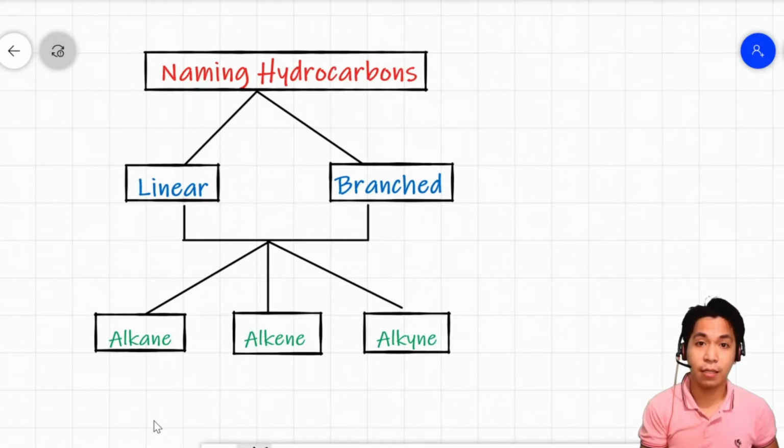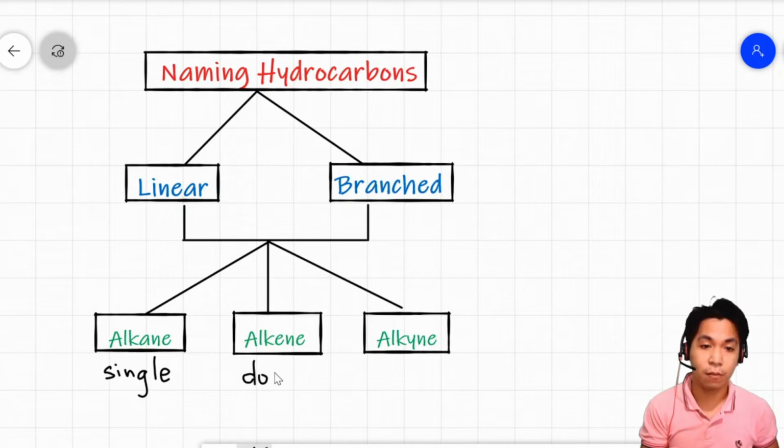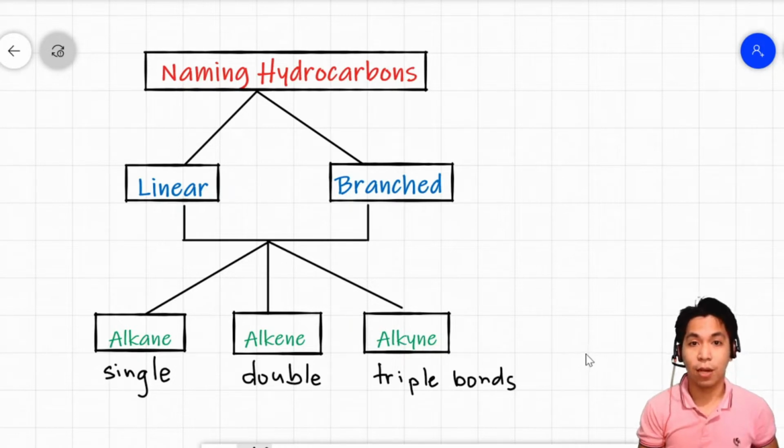You have alkane, having single bond. You have alkene, which are hydrocarbons with double bond, and alkyne, which are hydrocarbons with triple bonds. Let's get to know how to name them one at a time.